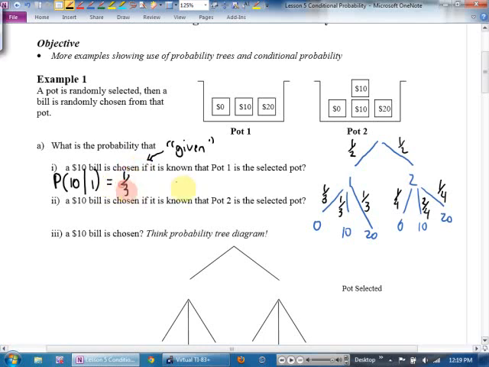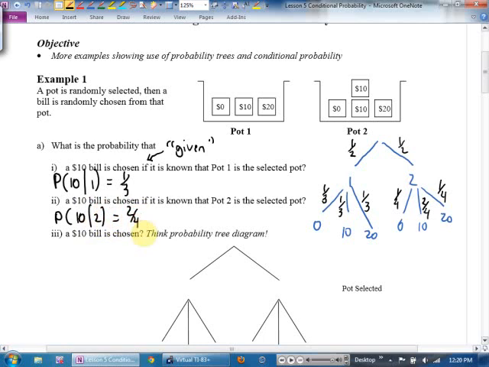They didn't say, what are the odds of getting pot 1 and a $10 bill? They said, look, you know you're in pot 1. What are the odds of getting a 10? Now pot 2. What are the odds of a $10 bill if you know you're in pot 2? In terms of our notation, it's a 10 given that 2 has occurred. 2 out of 4.